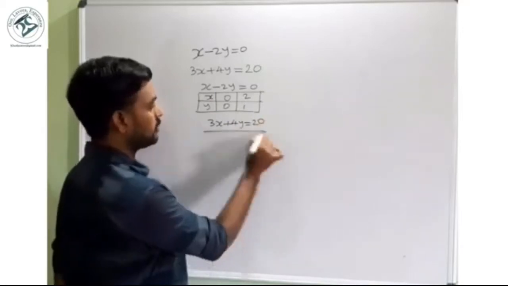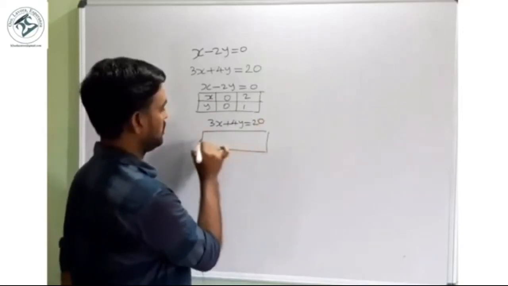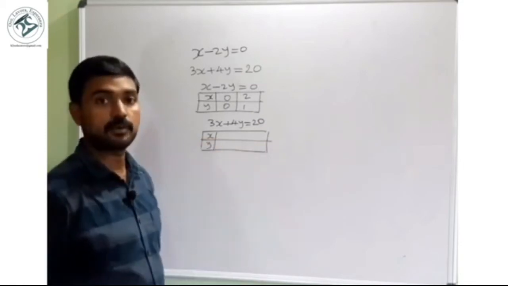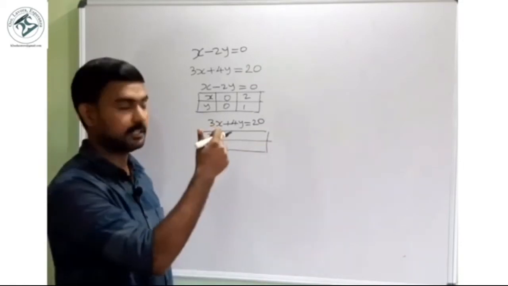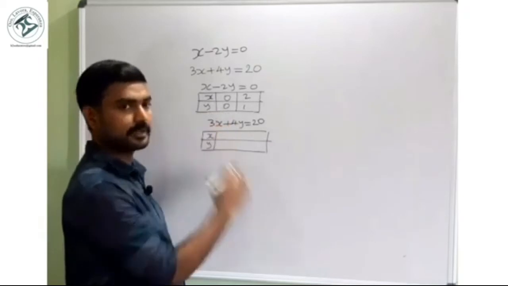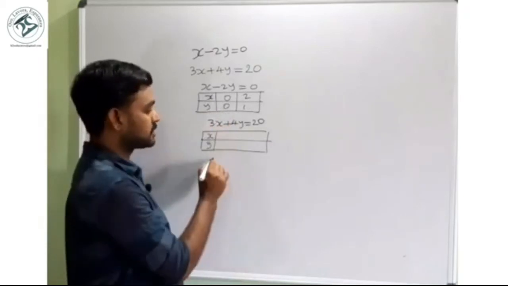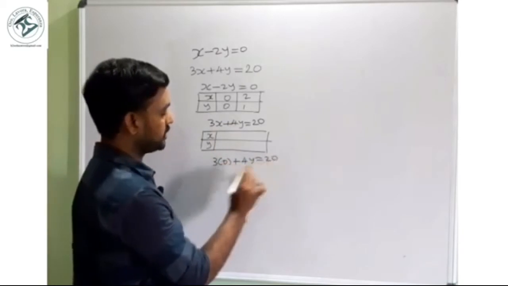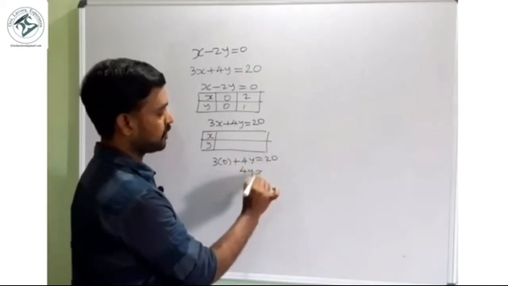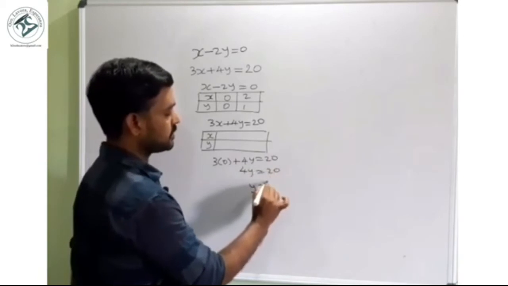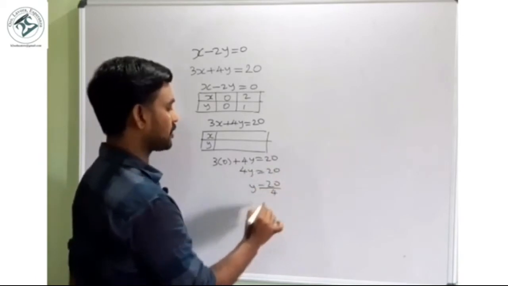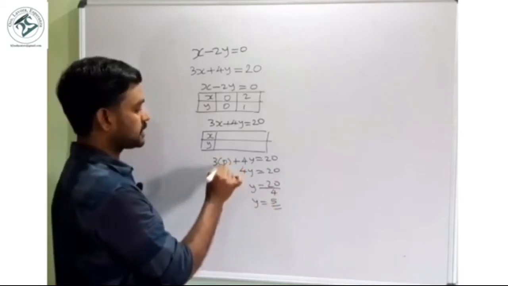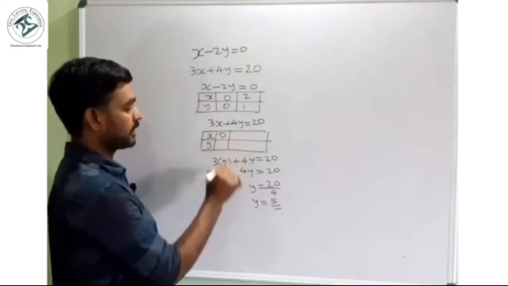Now the second equation, 3x plus 4y is equal to 20. We can draw the table: first row for x values, second for y values. In the previous example, we inserted x is equal to 0. In the same way, x is equal to 0 means 3 into 0 plus 4y is equal to 20. This will be 0, so 4y is equal to 20, so y is equal to 20 by 4, so y is equal to 5. So at x equal to 0, we get y value 5.